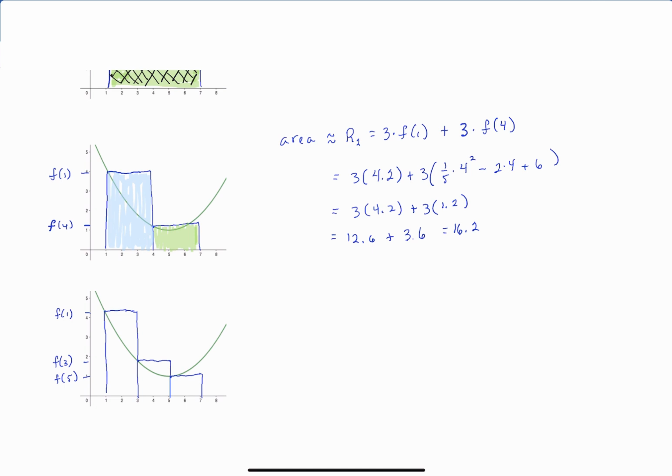So our new approximation of the area, which I'm going to call R sub 3, is going to be the width of the first rectangle, which is 2, times its height, f of 1, plus the width of the next rectangle, which again is 2. Its height is f of 3. And last, the third rectangle, width 2, and height is f of 5.